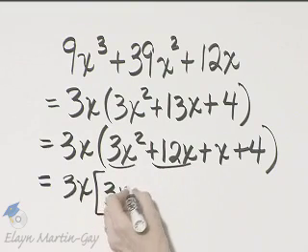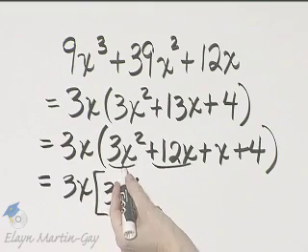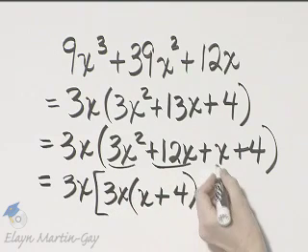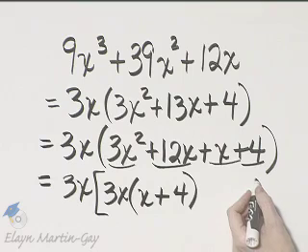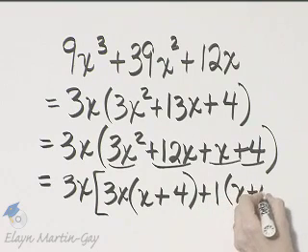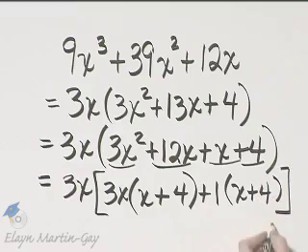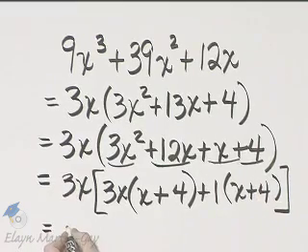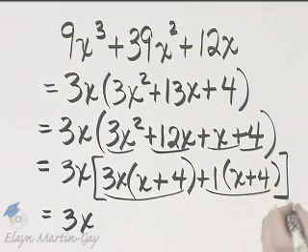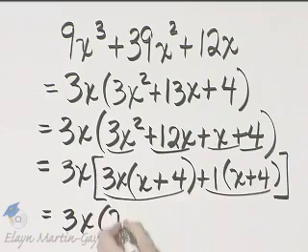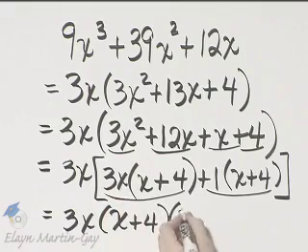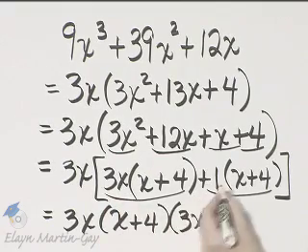So I'll factor out 3x. And if I do so, I have left x plus 4. And look at these two terms. What's common? Well, there's nothing common, but I can write it as 1 times x plus 4. And now continuing to factor, I'll rewrite my 3x. Remember, there's a common factor here of x plus 4 then, which I'll factor out. If I do so, I'll have left 3x plus 1.